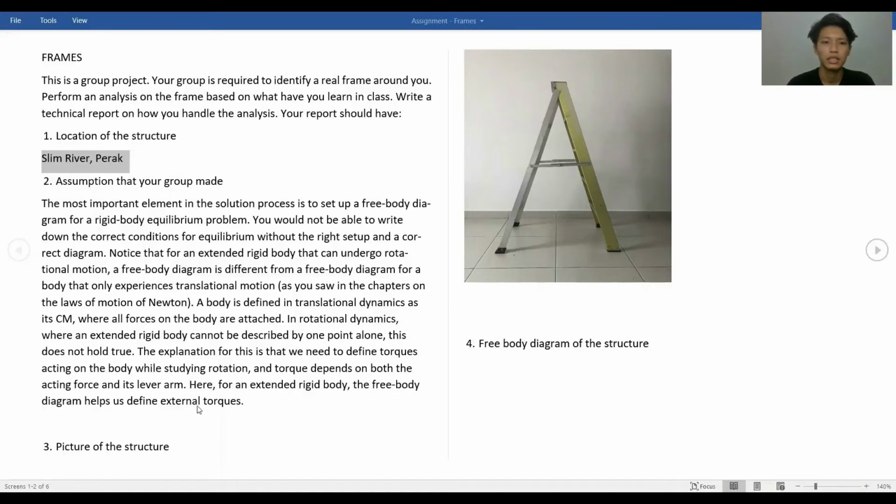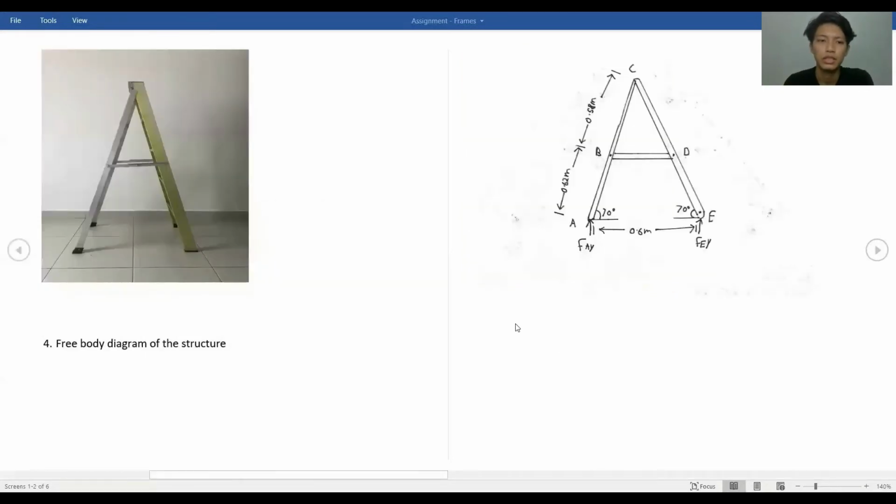Okay. Next, the picture of structure. Here is the stair that I took. It has a frame in it. Next, free body diagram structure. Here is the free body diagram structure, and I label it as A, B, C, D, and E.